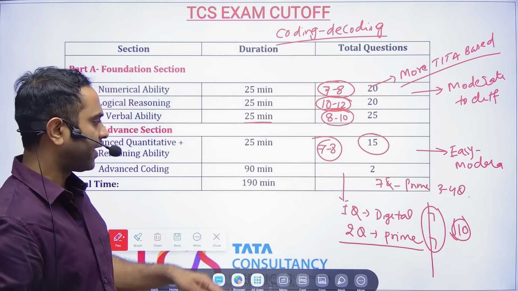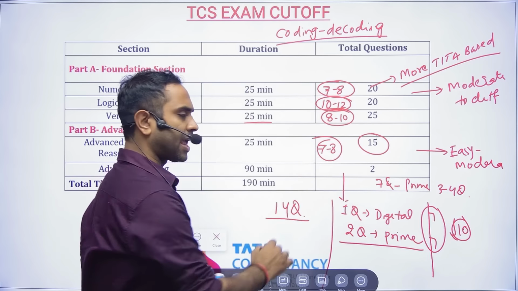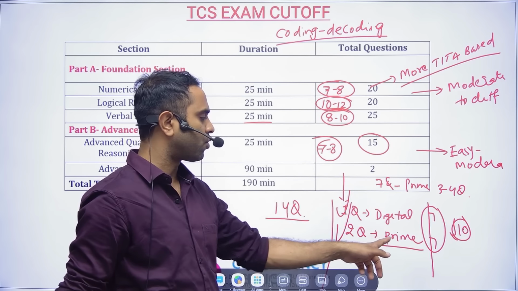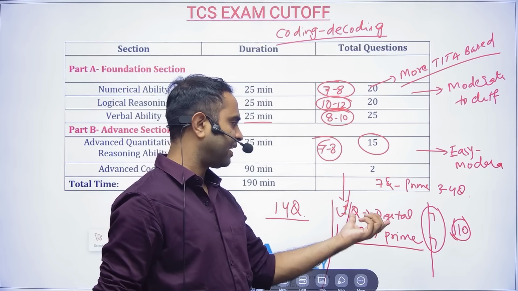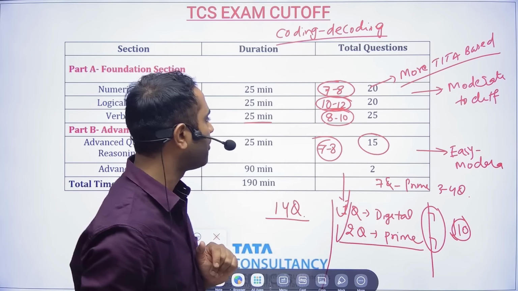So friends, again, here total 14 questions, and it's not like if you do one question completely then only you will be called for digital, if you do 2 questions completely then only you will be called for prime. No, there might be a possibility that if you do 1 question completely, still you will be called for prime. So that we have to wait and see.